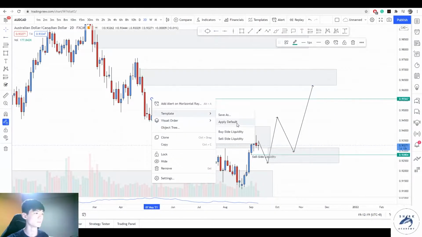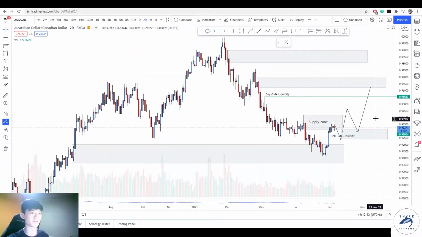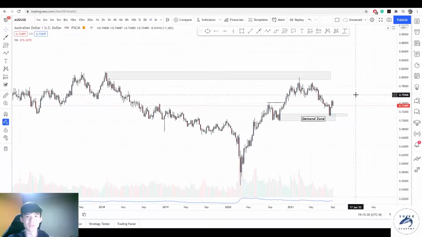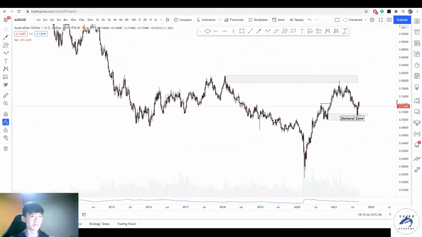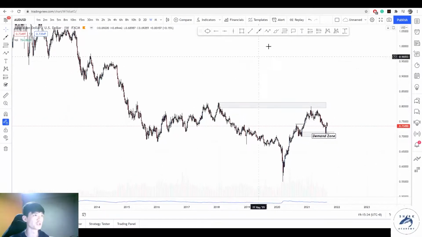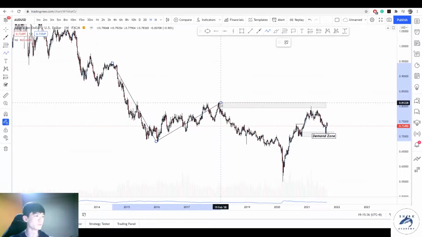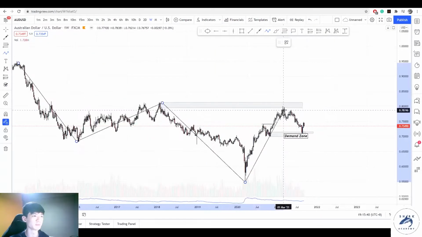Okay, so this would be the trade idea for Aussie CAD. So next up we have the Aussie dollar, and you can see that we are currently playing in the weekly range. We have a sell move inside of here, where prices came back to tap into supply areas here.